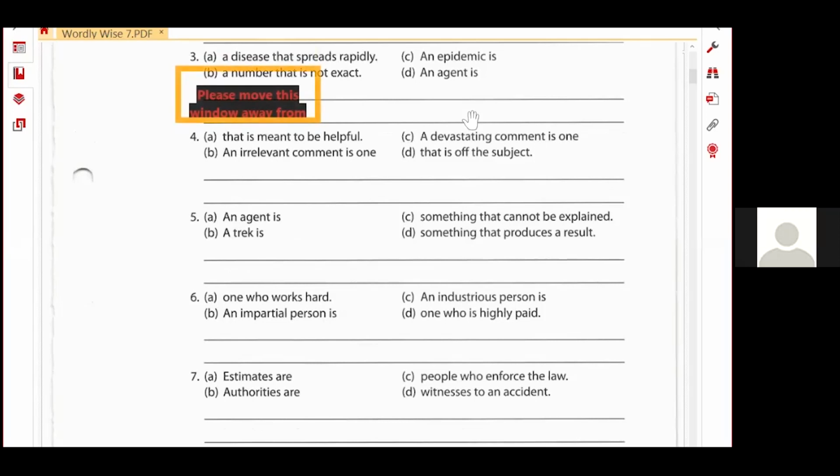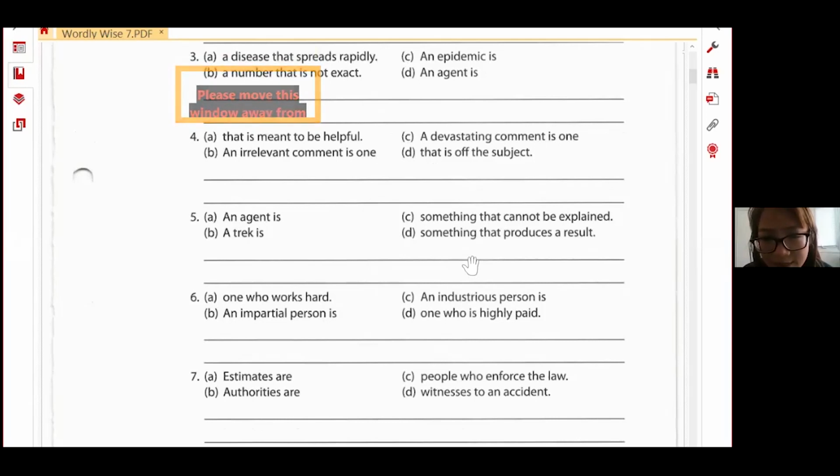An agent is something that produces a result. So an agent is something that produces a result? Good, perfect.